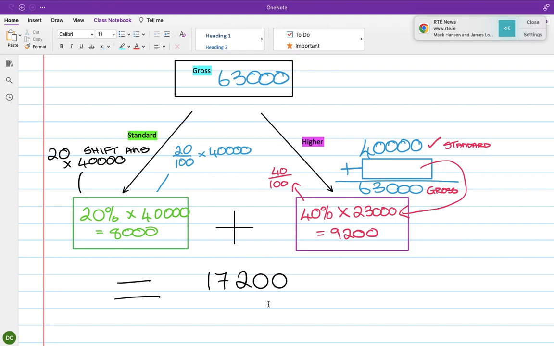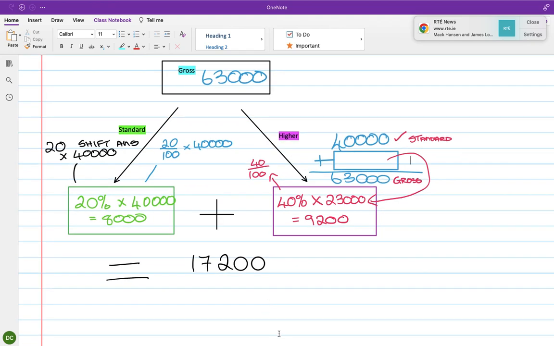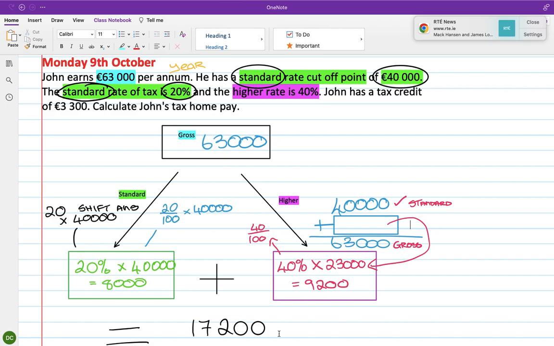Okay, so 17,200 is all of the... Do you remember what this tax is called? What's this tax, this whole thing I'm doing here? It's PAYE. It is one of the statutory deductions. Pay as you earn.